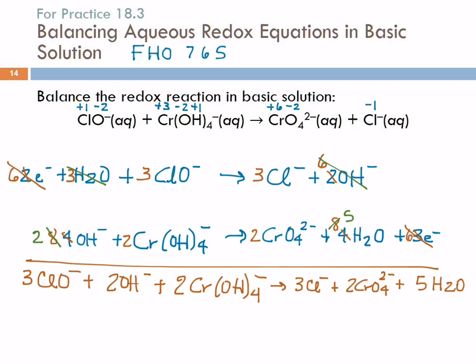See, 8, 9, 10 hydrogens on each side, 3 chlorines, 2 chromiums, 8 and 5, 13 oxygens on the right, 8, 4, 5, yeah, balances. Any questions?